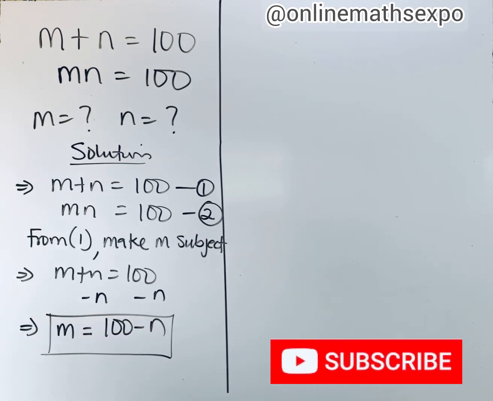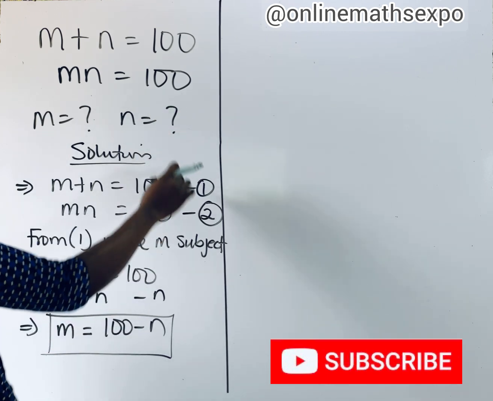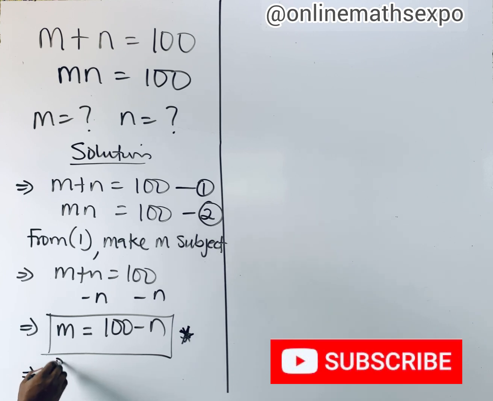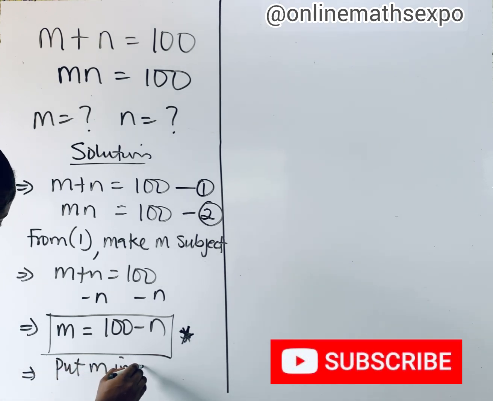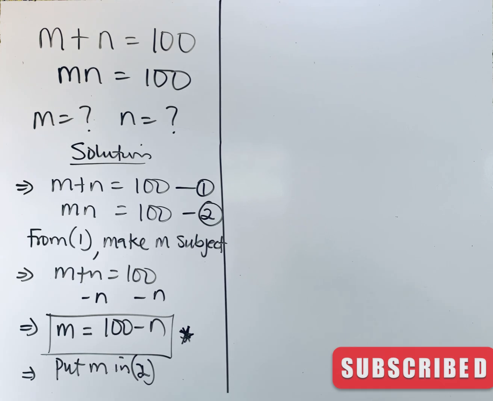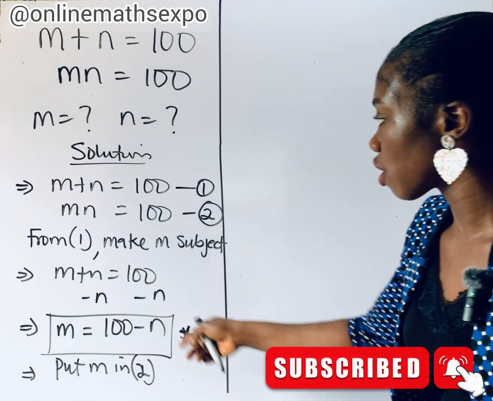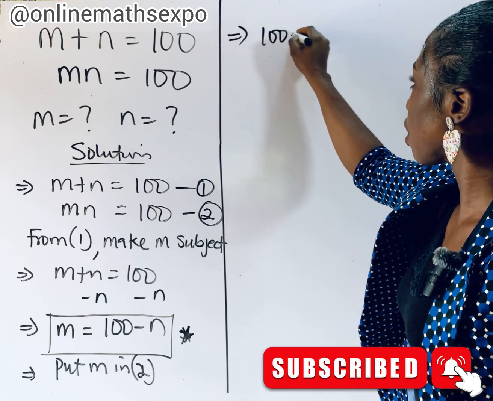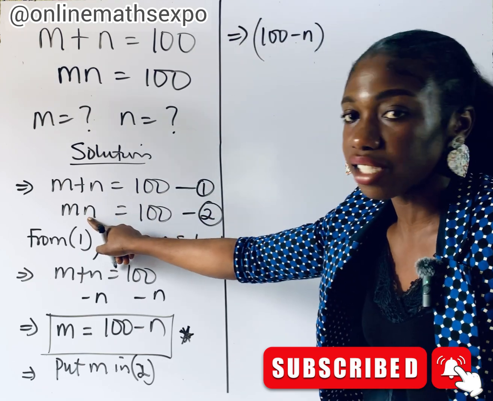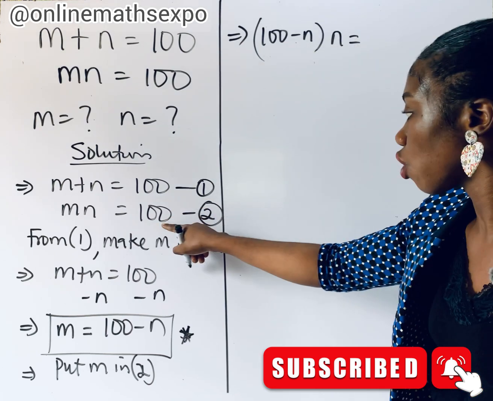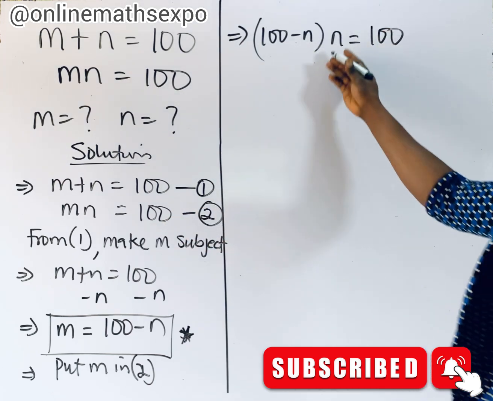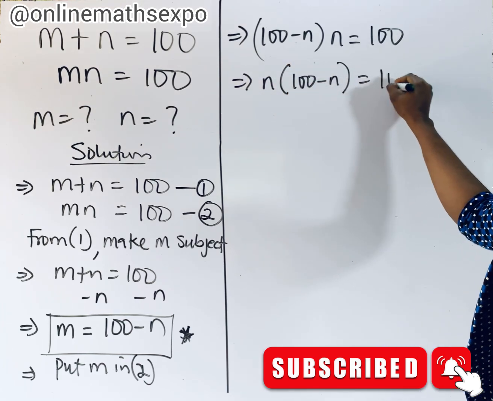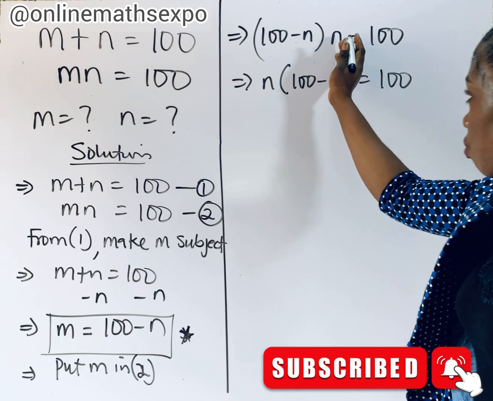Now, having made m the subject, you are going to put it in equation 2. So put m in equation 2, okay? If you do that, m is going to be replaced with this. So we have 100 minus n multiplied by n, is equal to 100. I hope you are with me. And this is the same as n bracket 100 minus n is equal to 100. You are free to put this before.